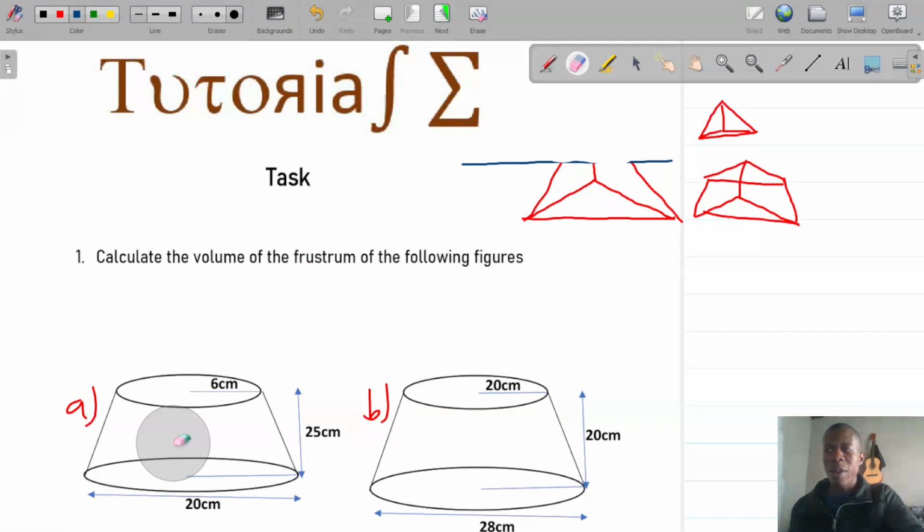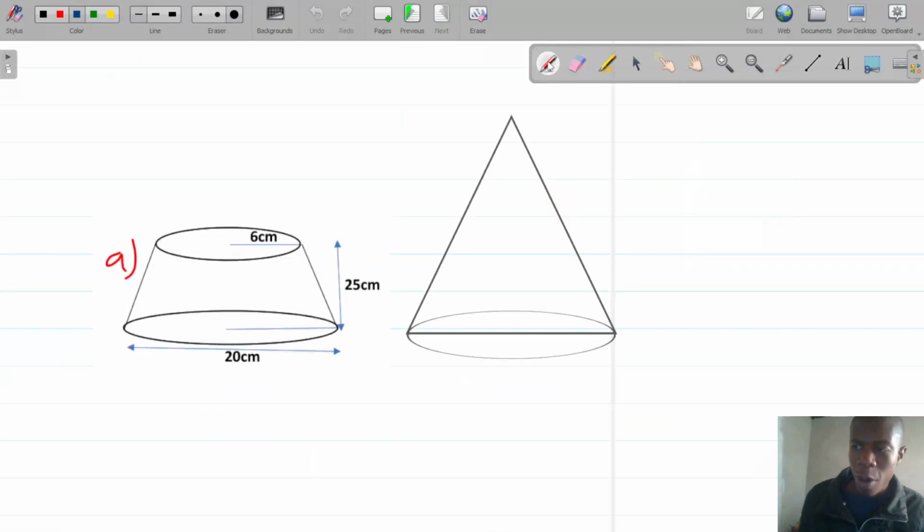Let's dive into them. All right, so for question A and for all the other questions, first of all, we try to estimate how the shape might have looked. So this was from a cone. A cone looks like this. It means it would have maintained the other end of the cone, to the other part of the cone, that is 6 centimeters, and we have the height there.